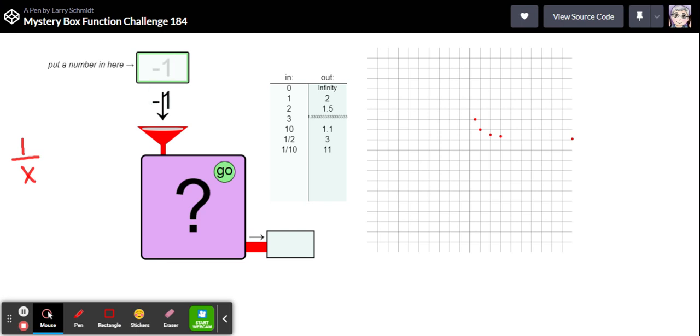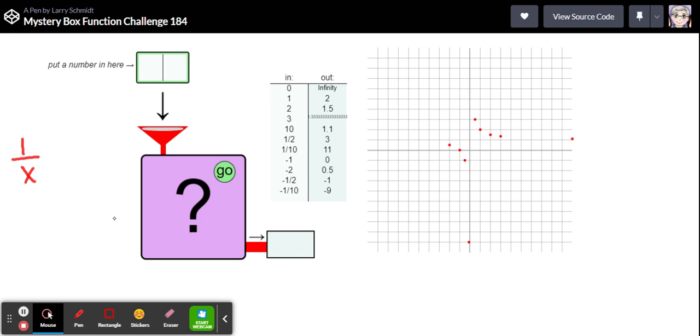So let's do -1. And -2. And let's do -1/2. And let's do -1/10. Okay, so you can see the two arms we have here, and you can see basically how they're constructed. We know there's an asymptote here at y equals 1, but what is the fraction here?